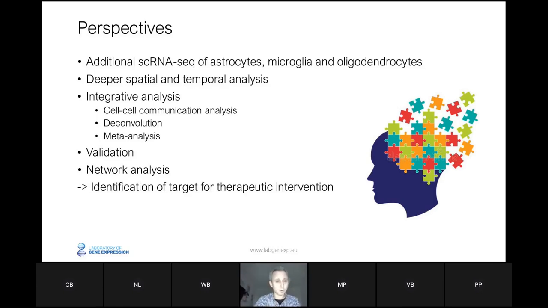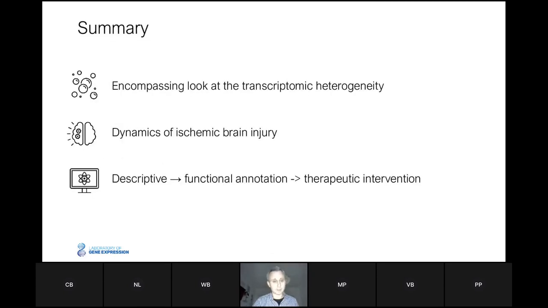So with that, I would like to conclude. We have lots of work ahead of us. For sure, we want to get more robust data. So we will do, or have already done but not yet analyzed, new single-cell RNA-seq of astrocytes, microglia, and oligodendrocytes. This time we will focus on these cell types. We have many ideas for the spatial analysis. We would like to combine these two modalities, looking at cell-cell communication analysis but with spatial information, and use the deconvolution which I already mentioned. All this work should lead us to the identification of targets for therapeutic intervention, which we would like to find.